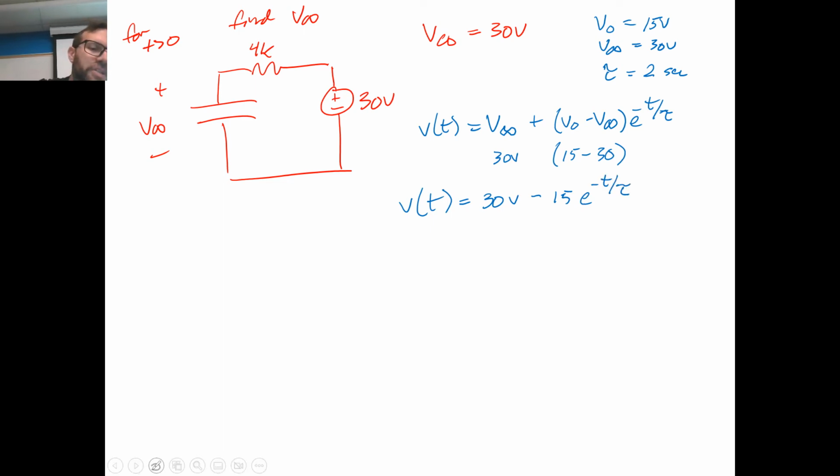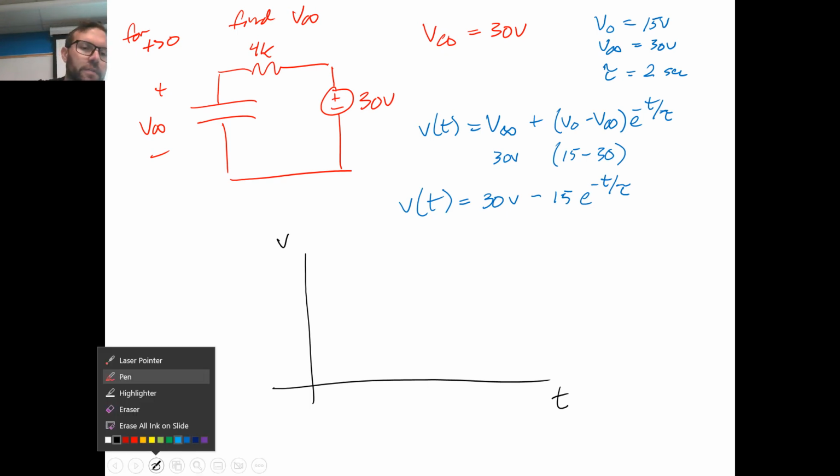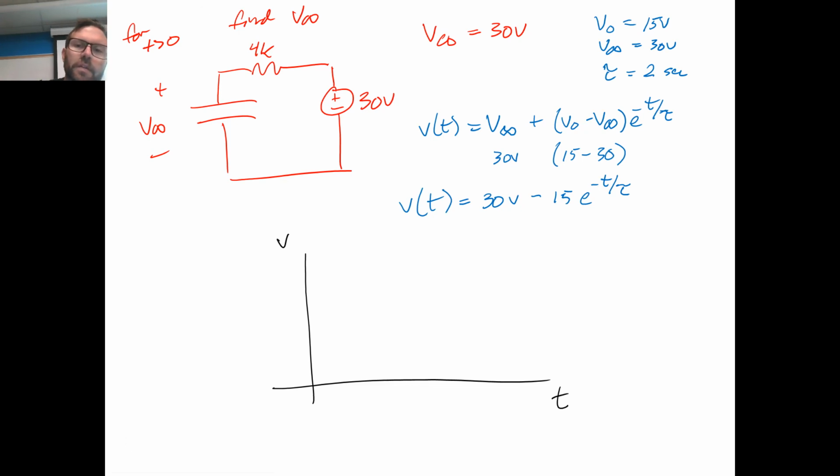Let's think about what that function looks like. So here's the voltage versus time, right? Let's draw the first function. Let's say we'll draw it in red or something. 30 volts is just a line, right? It's not much of a function at all. It's just a DC value. Minus 15 e to the minus t over tau.